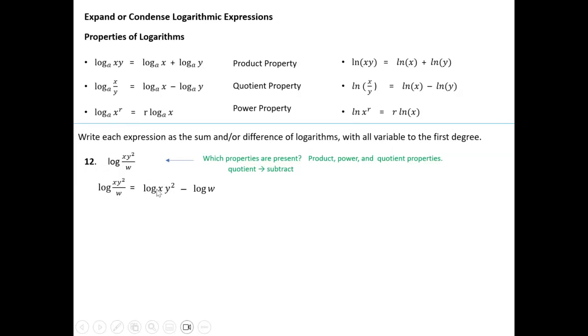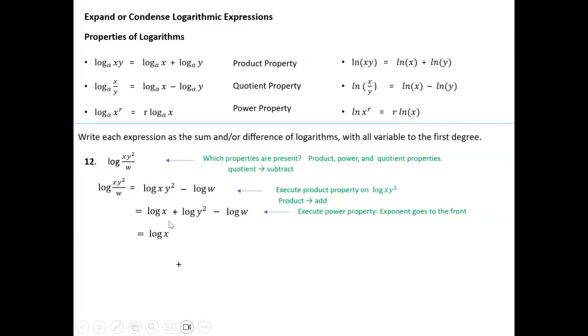No, this one here, right? We're gonna expand these 2 here, right? Because if it's the product, it becomes addition. Now we're going to apply the power property. The exponents must go to the front. Right, the 2 goes to the front.